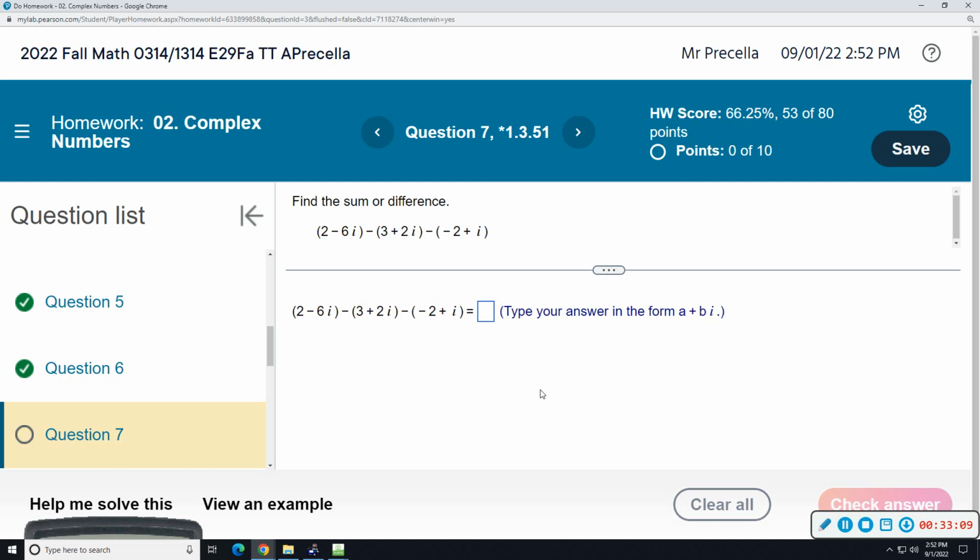Let me write this problem down. Number 7. (2 minus 6i). I think I'll put the subtraction symbol in red. Minus (3 plus 2i). And then another minus (negative 2 plus i).